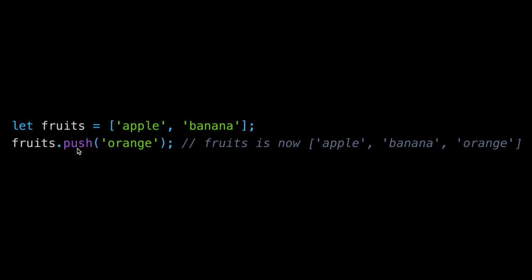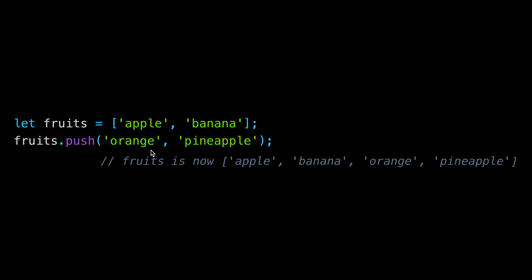Array methods. Array methods in JavaScript are built-in functions that you can use to perform operations on arrays. The first one we'll talk about is push. This adds 1 or more elements to the end of the array. In this case, we're now adding 2 elements to the end of the array. So it's apple, banana, orange, pineapple.